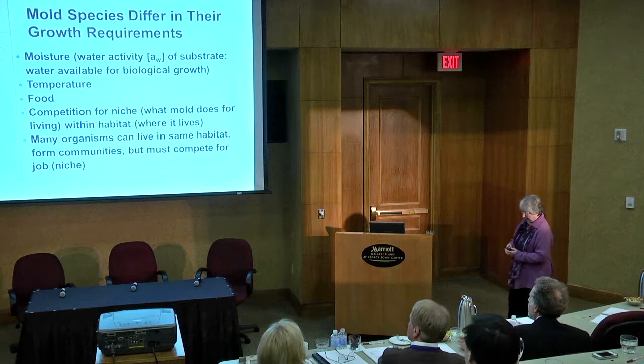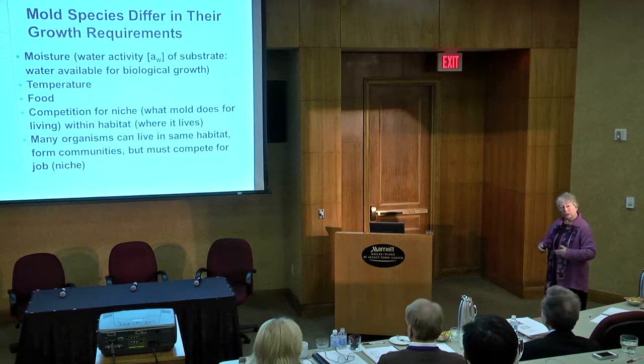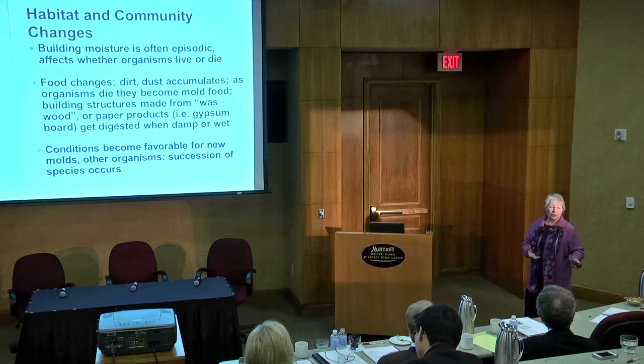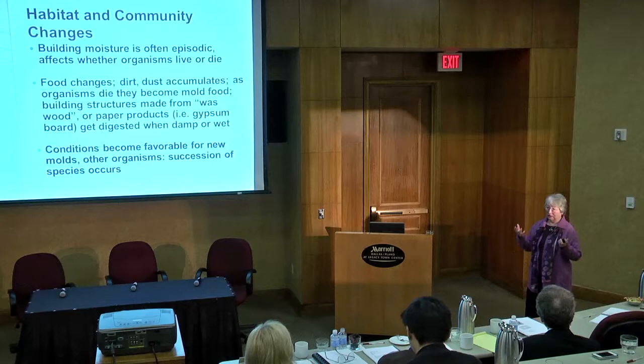But what happens then is that you build this ecosystem where there are different communities of organisms. They compete with each other, and there's a succession of organisms as conditions change. Because as the organisms eat the food that's there, then they themselves become food when they die, and the substrate on which they're growing also changes as growth occurs.